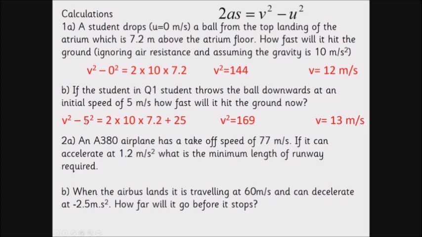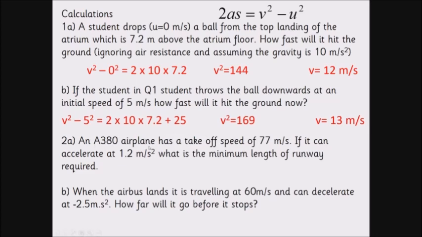So this whole thing would be equal to v squared. Ignore that minus 5 squared. I wanted to show you where it comes from, so it's gone over here. So v squared equals 2 times 10 times 7.2, plus 25, which all equals 169. And if you square root 169, you end up with 13. So by throwing it down with an initial speed of 5 meters per second, it's ended up hitting the ground at 13 meters per second.